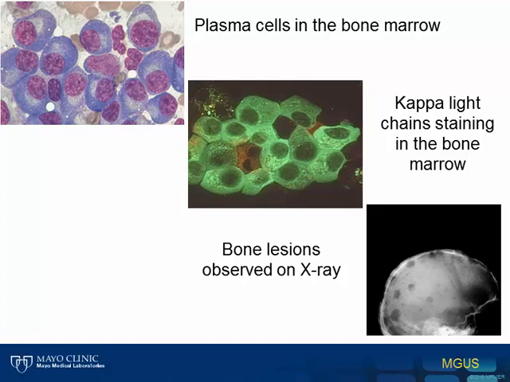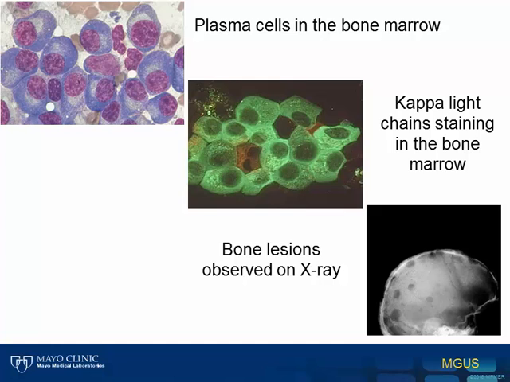Multiple myeloma is the monoclonal gammopathy that we most commonly think of. This composite slide illustrates some important features of multiple myeloma. The micrograph in the upper left is a bone marrow with Wright-Giemsa stain, and you can see that it's densely packed with plasma cells. Multiple myeloma is a malignant plasma cell proliferative disease, and this malignant proliferation suppresses other marrow elements and can cause the anemia often seen in these patients.